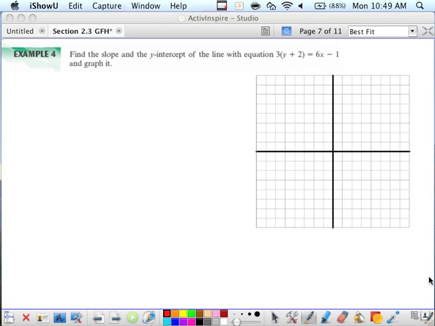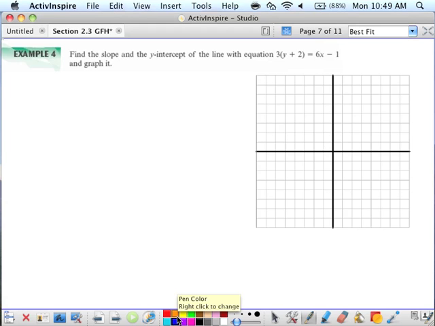Example 4. Find the slope and the y-intercept of the line with the equation 3(y + 2) = 6x - 1, and then graph it. So we'll start with our equation, 3(y + 2) = 6x - 1. We want to find the slope and the y-intercept, and we want to graph it.